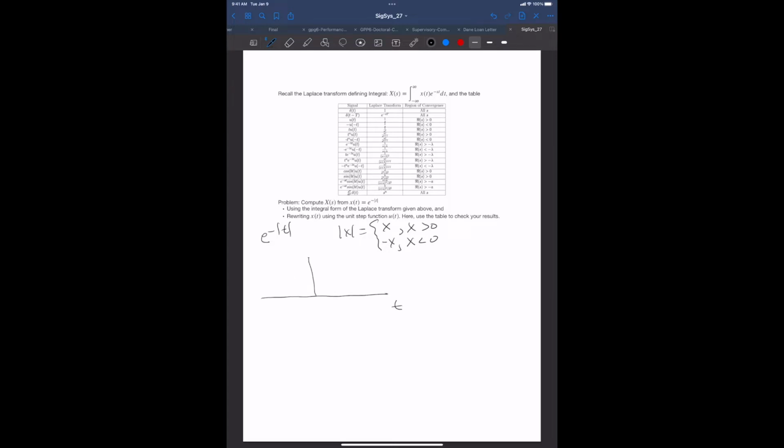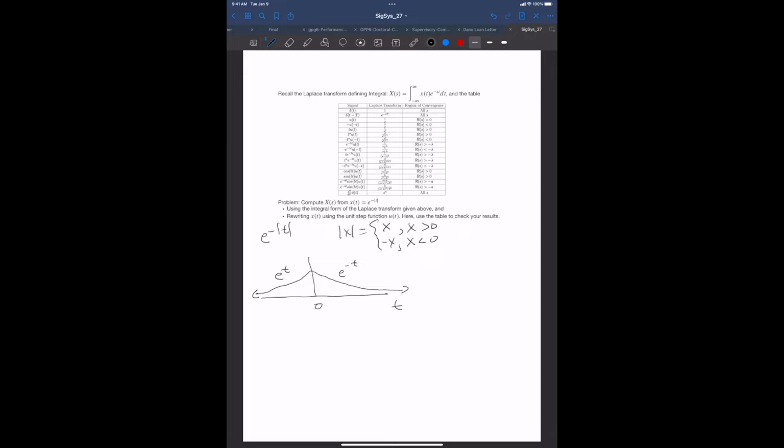when t is positive, e to the minus absolute value of t is going to be e to the minus t, which is a decaying exponential towards 0, and the function of that graph is e to the minus t. And when t is negative, the absolute value is negative x, so that then becomes e to the t. And of course, as t gets more and more negative, e to the t also drops to 0, and so we have a graph that looks like this.